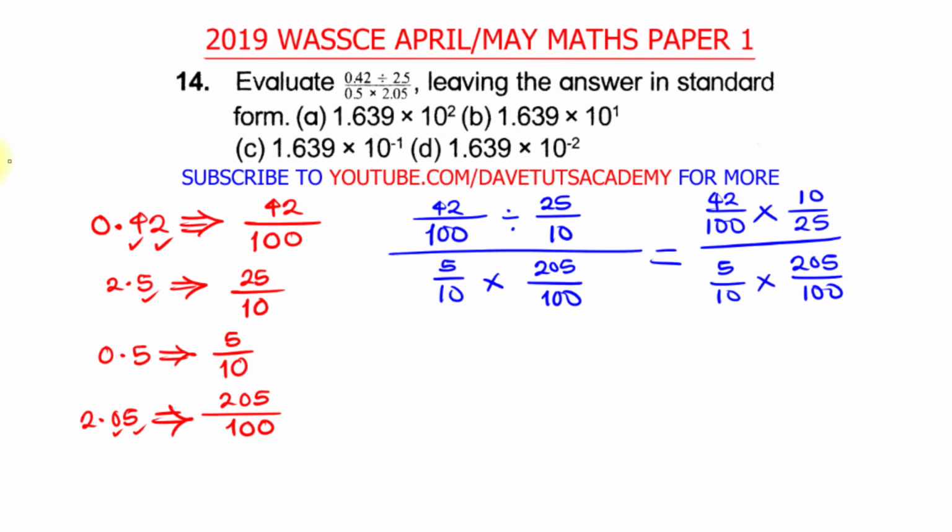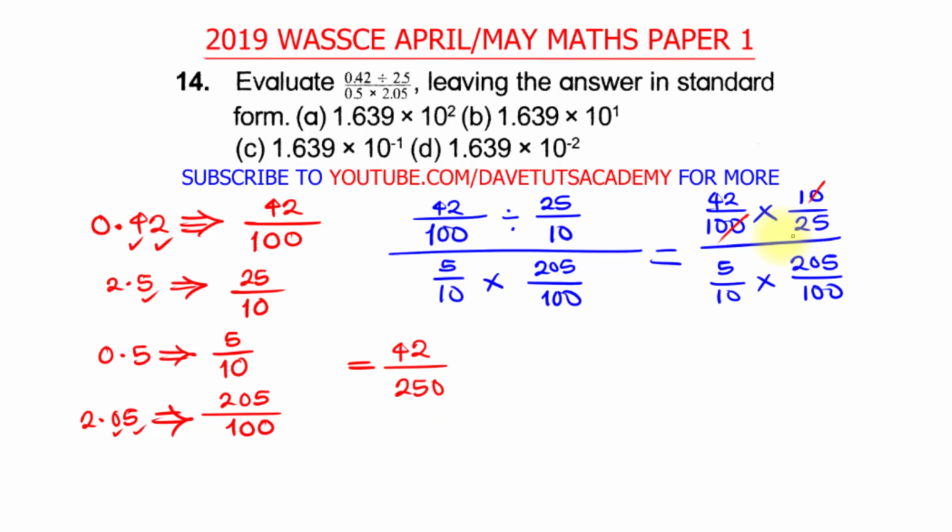Here we can just say this 10 will cancel out one of the zeros there. It's as if we are saying 100 is being divided by 10. We have only 10. So we are going to have this. In the first case, we have 42 over 10 times 25 is 250.